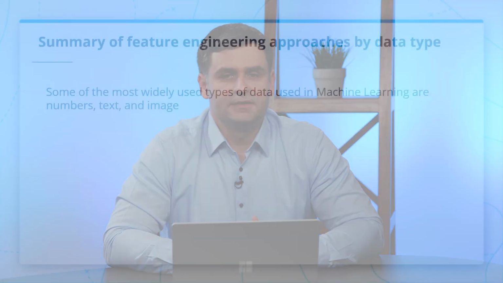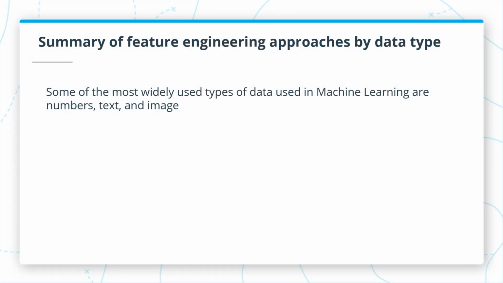Some of the most widely used types of data that you encounter in the machine learning process are numbers, text, and image. And it turns out that the feature engineering process is applied differently depending on the type of data incarnation that you are working with.